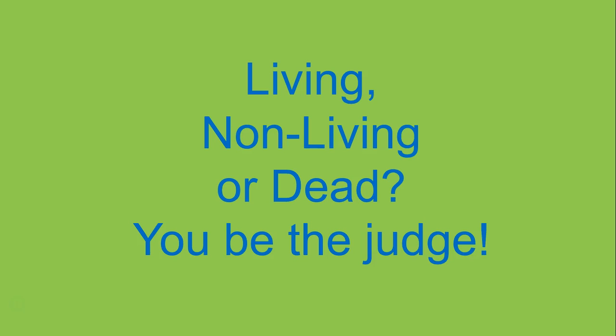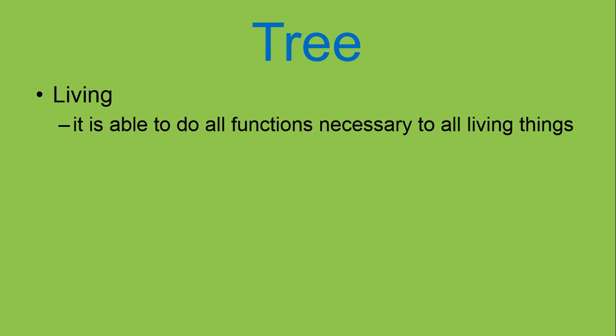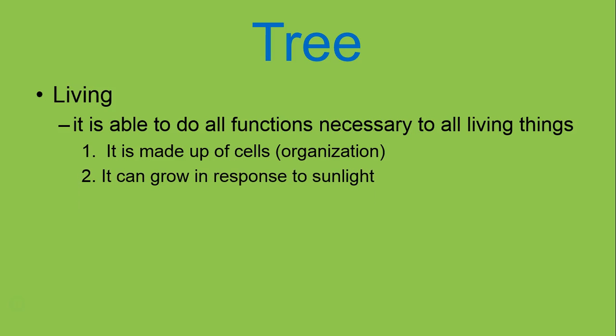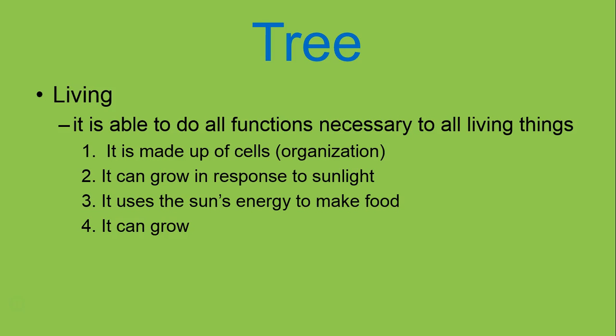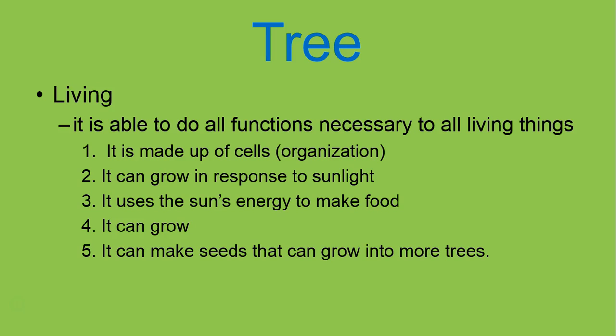So let's do another similar activity: living, non-living, or dead. A tree. A tree would go in the living category. It's able to do all the functions necessary to all living things, such as it's made up of cells, which means it's organized. It can respond to its environment, such as sunlight. It uses the sun's energy to make food and then breaks that food down for energy. It's able to grow, and it's able to make seeds that can be part of reproduction.